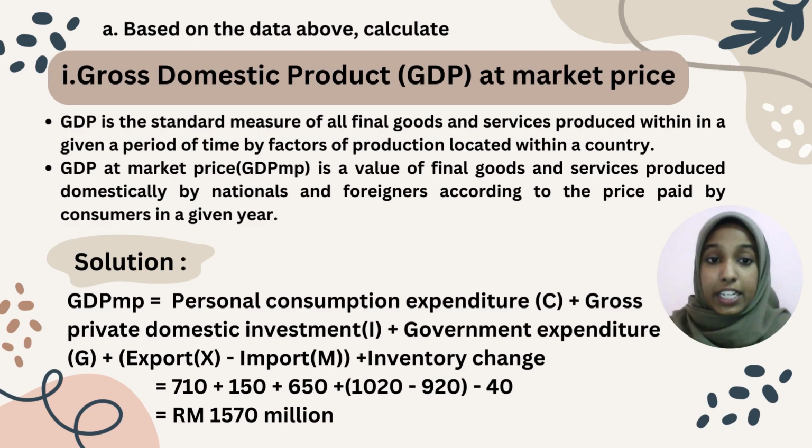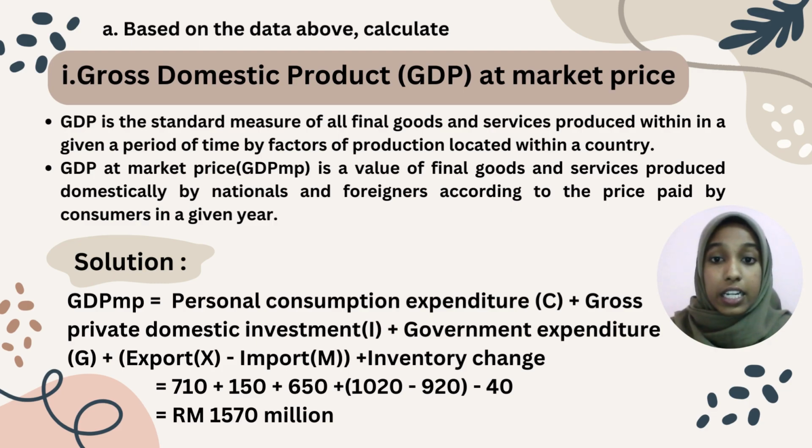The question requires us to calculate gross domestic product (GDP) at market price. First, what is gross domestic product? GDP is the standard measure of all final goods and services produced within a given period of time by factors of production located within a country. GDP at market price is the value of final goods and services produced domestically by nationals and foreigners according to the price paid by consumers in a given year.